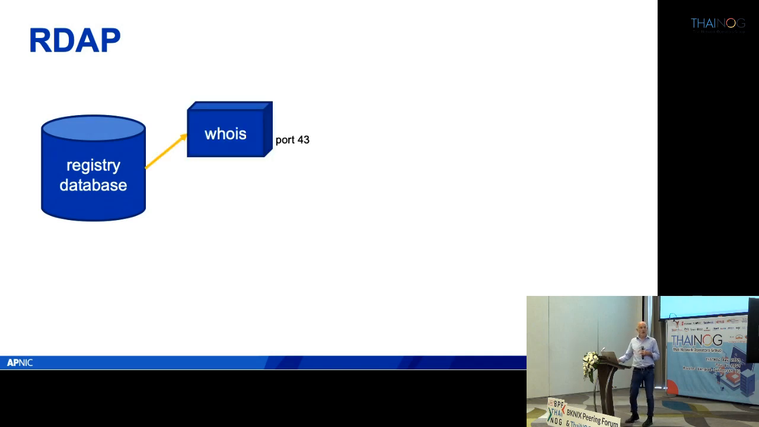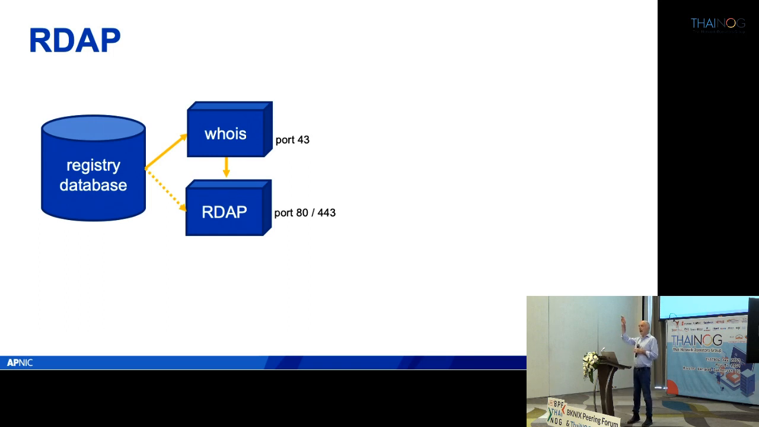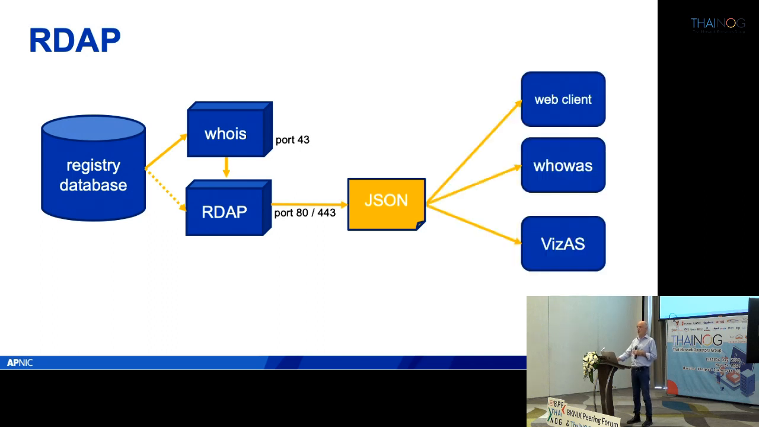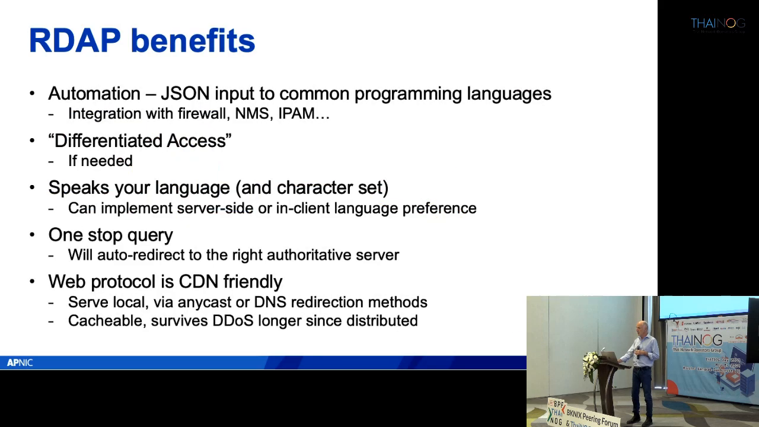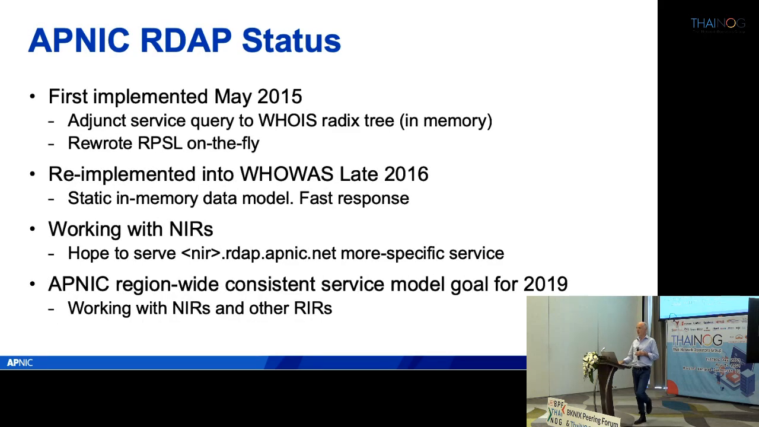So RDAP, a bit like this diagram I showed before, instead of using Whois, we're using RDAP instead. It can either come out of the Whois database or out of the back-end registry. It produces JSON, and you can do a number of different things with it. So the benefits of RDAP are quite substantial. We can automate things, as I said. We can do differentiated access. So if there's certain user communities or password protection that's needed to allow access to different communities, then you can do that to allow access to different parts of the database. It's got internationalization and redirection and all of those good modern things.